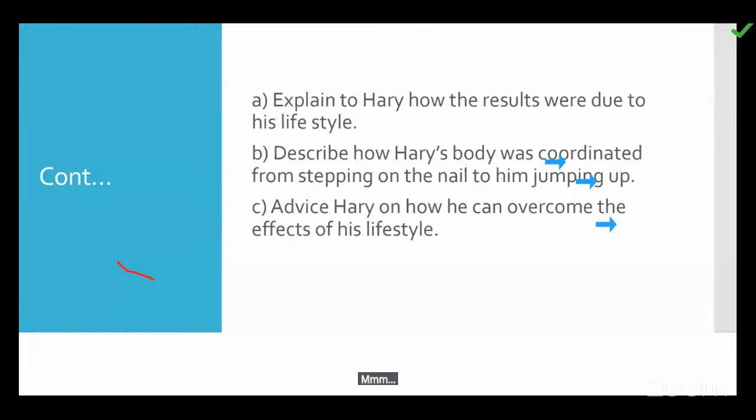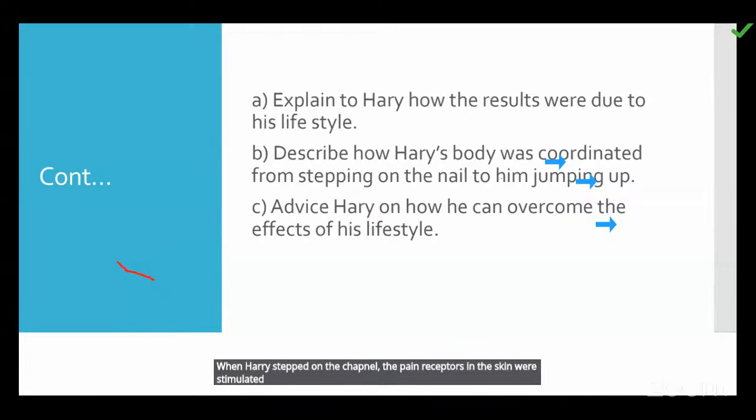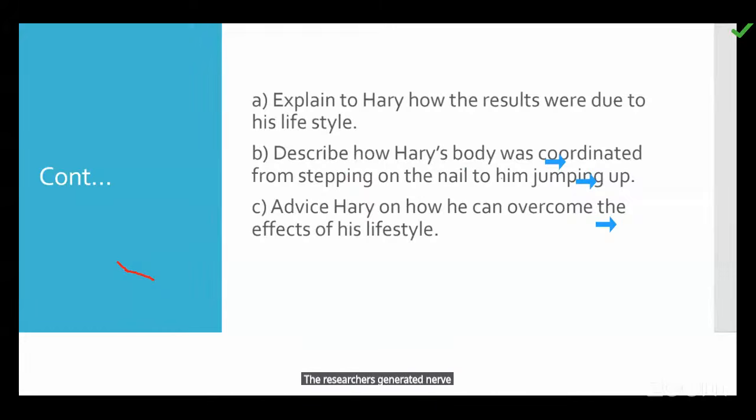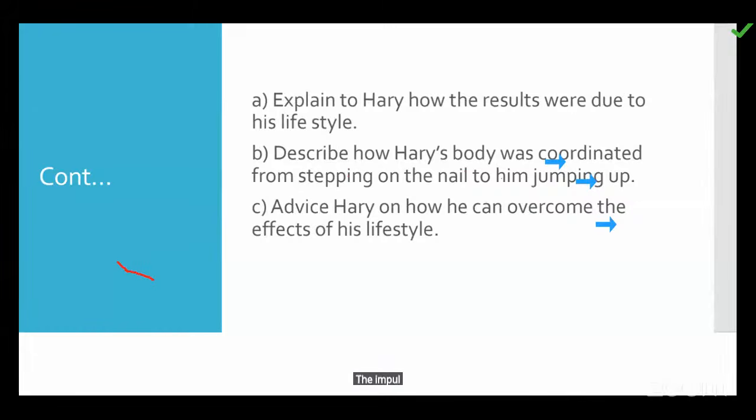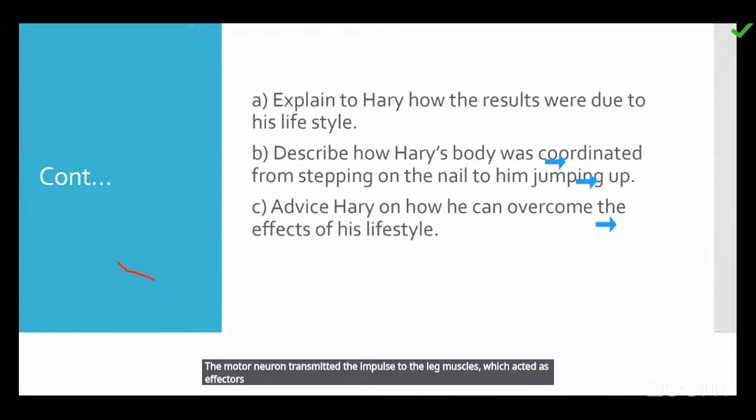When Harry stepped on the sharp nail, the pain receptors in the skin were stimulated. The receptors generated nerve impulses, which were transmitted by the sensory neuron to the spinal cord. The impulse was passed through the neuron to the motor neuron. The motor neuron transmitted the impulse to the leg muscles, which acted as effectors. The muscles contracted. Yeah, this is a very good response from Ronald.